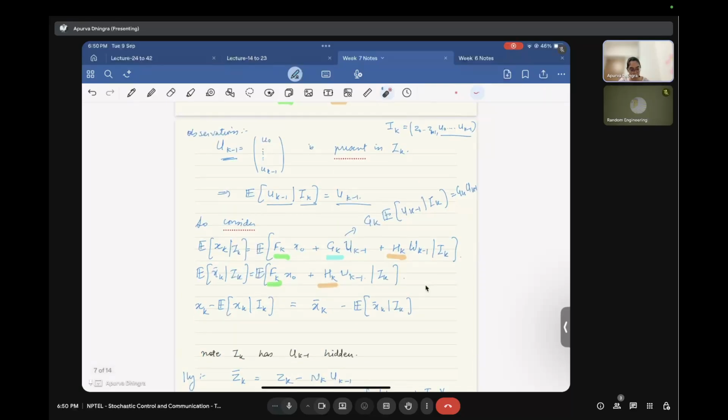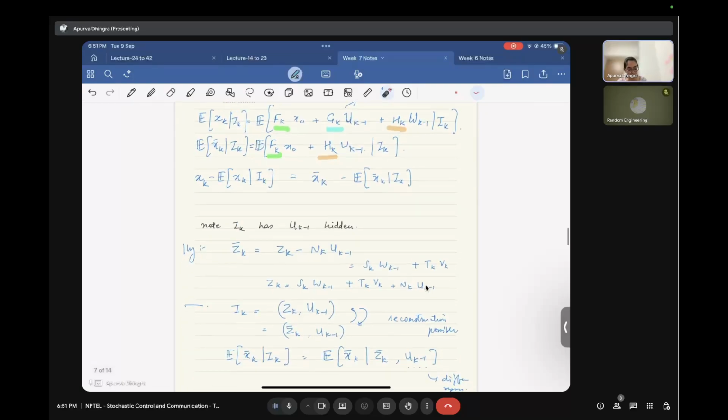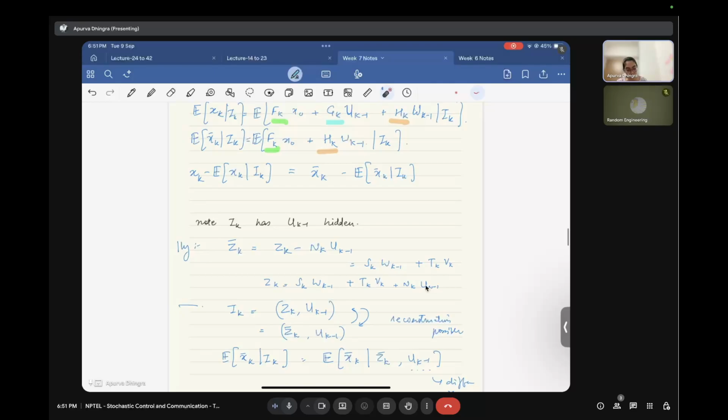Now after proving this much, we're still not done, because we already know that ik has uk minus 1 hidden in it. So we still need to verify it very, very cleanly that these two have no dependence on the action uk minus 1. And to do that, we rather focus on the observation.